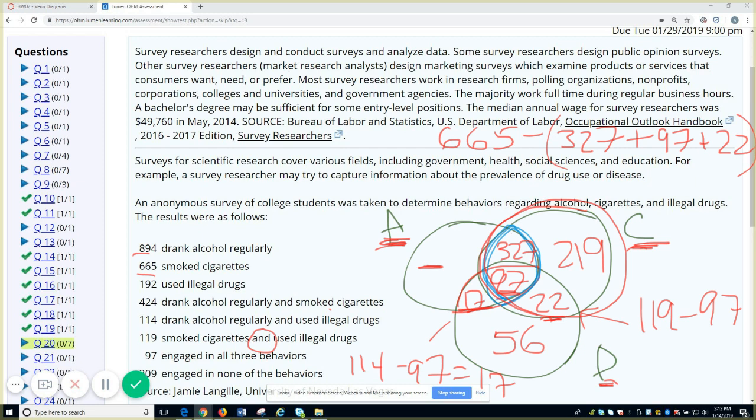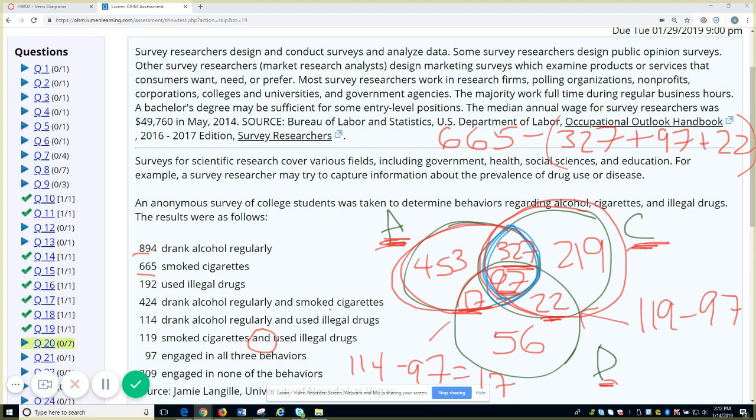Okay, 894. So I'm going to have to adjust that number by subtracting 327 and 97 and 17. So again, the reason why I'm subtracting those three numbers is because those are the numbers that I've already placed inside the alcohol circle, which leaves me with 453, the number of people who just drank alcohol.